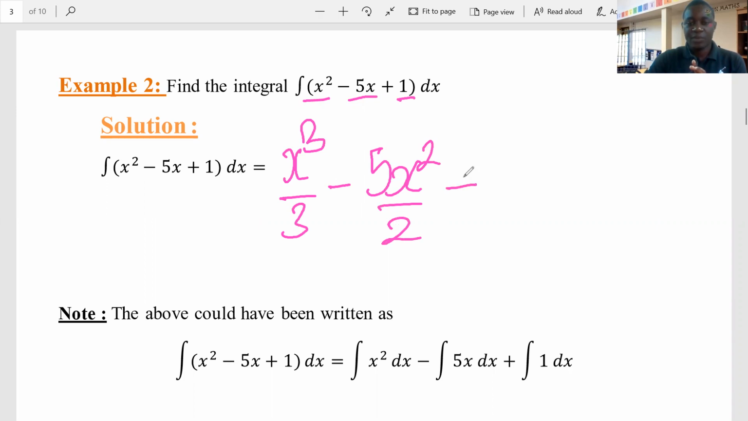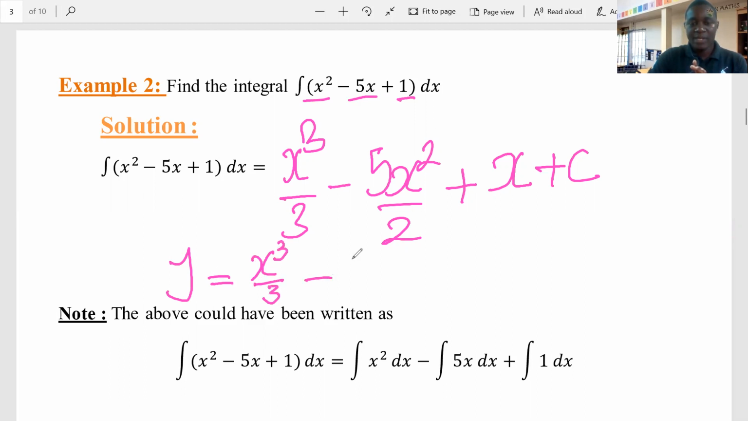Then we have plus 1x, which is the same thing as x, then plus our constant c. Okay, so this means that our y function is y equals x to the power of 3 divided by 3 minus 5x to the power of 2 over 2 plus x plus c. But you notice that the c is not found. So this does not give us our full y function.